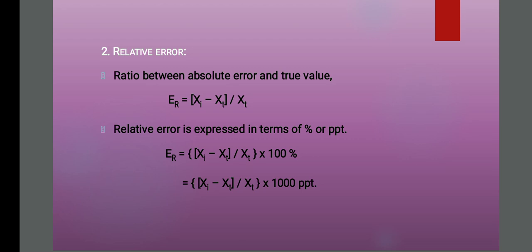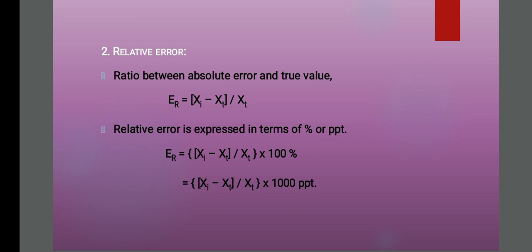Relative error is normally expressed in terms of percentage or parts per thousand. As I have said already, if it is a percentage, you multiply the answer by 100. And if it is parts per thousand, you multiply the answer by 1000. Is it clear? I'll repeat the point once again. Relative error is nothing but absolute error divided by true value. And absolute error is nothing but experimental value or individual value minus true value. We call it absolute error. And absolute error divided by true value will give you the relative error.